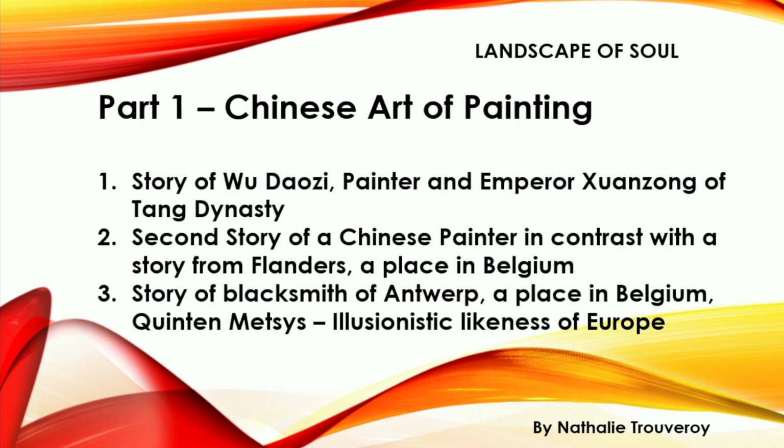So first part, Chinese art of painting. The writer starts the lesson by telling us a story. He tells the story of Wu Daozi. He was a famous painter, and an emperor, Zhongzong of Tang dynasty, gave him a job to make a painting to decorate the palace wall, and the painter did it so well, but he kept it hidden from everyone so that only the emperor could see it.